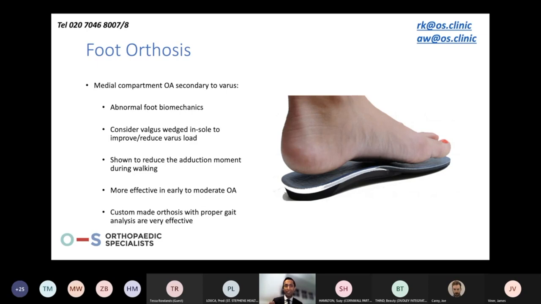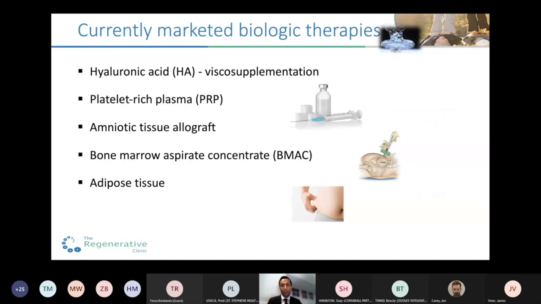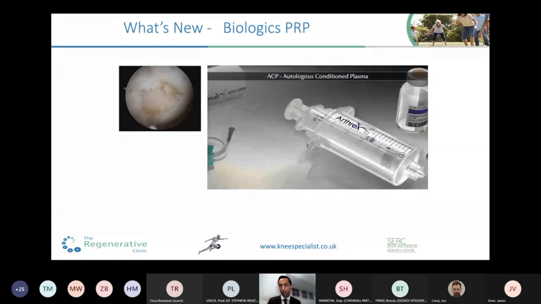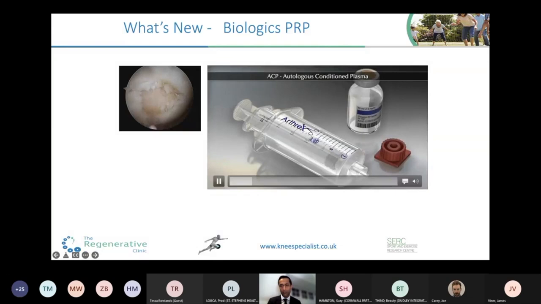We're going to talk a little bit about other types of injections which are new. When I say new, they've been around for many years, but the data on it is just coming out now. So some of you will have heard of platelet-rich plasma and bone marrow aspirate. This is an example of a platelet-rich plasma. I've borrowed these slides from a colleague of mine, which demonstrates the Arthrex system. There are lots of different systems. They all work on the same principle.